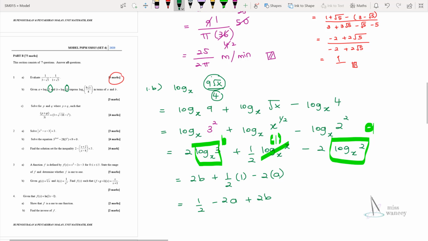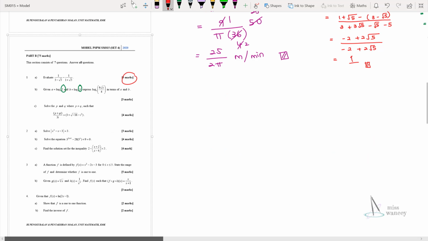So let us proceed to number 1C. Solve for p and q, where p is not equal to q, such that p plus qi over 3i is 3 plus square root of negative 16 minus i cubed. So what I have over here is p plus qi over 3i equals 3 plus square root of negative 16 minus i cubed. I do see something that can be simplified. We can simplify the square root of negative 16 and i cubed as well.